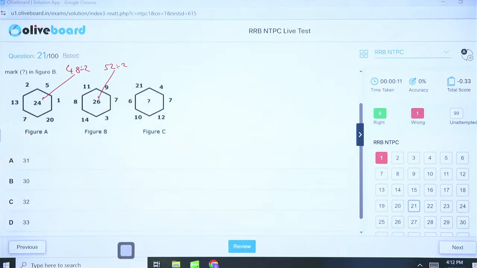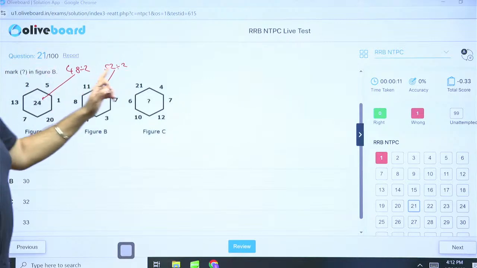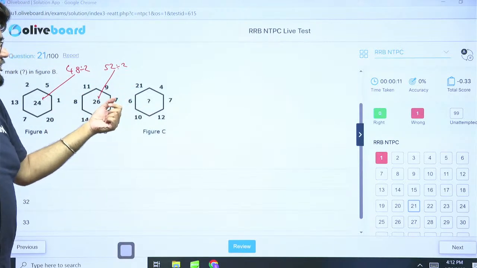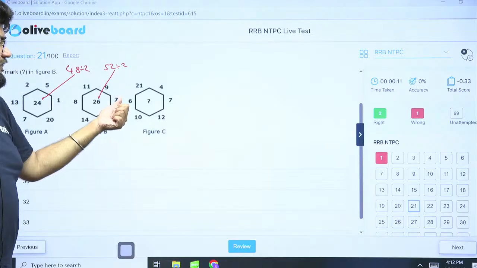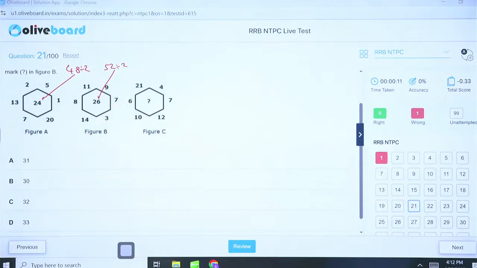So we just need to add this and divide this by 2. So this is 10, 4, 14, 7, 21, 21, 21, 42, 42 plus 6 is 48, 48 plus 12 is 60. 60 divided by 2 is 30. Option B is the right answer.